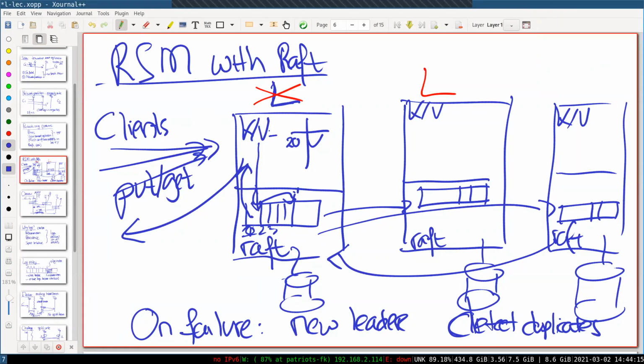I see. So when it actually commits a log entry and executes it, it replies to the client that it did actually do that. Yeah. We talked about this a little bit earlier: the duplicate detection table. The duplicate detection table has the response that was constructed in response to executing that operation. Thank you.